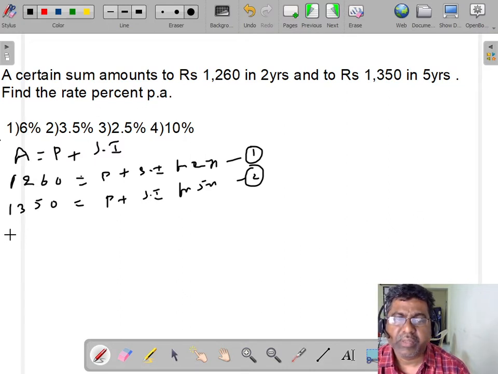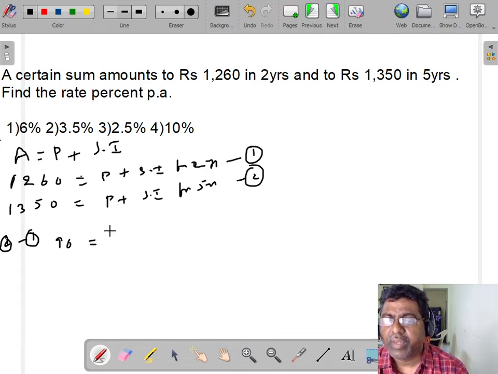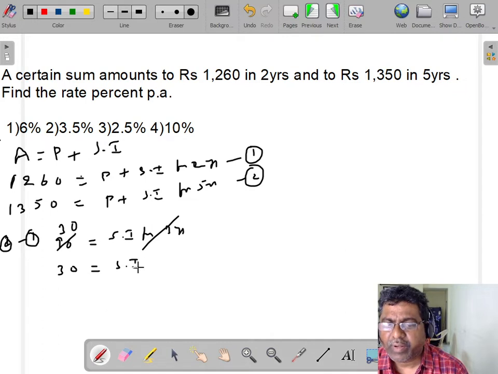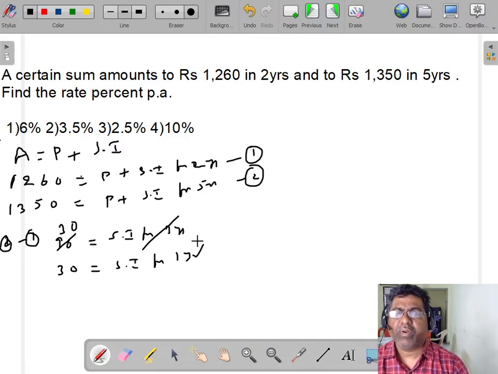See here, the big number is 1350, and subtract 2 minus 1. 1350 minus 1260, the value is equal to 90 rupees. 90 is equal to, P cancels, SI for 5 years minus SI for 2 years, that is SI for 3 years. 3 ones 3, 30 times 3 is 90. So now 30 rupees is equal to SI for 1 year.